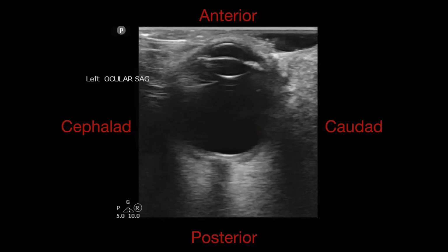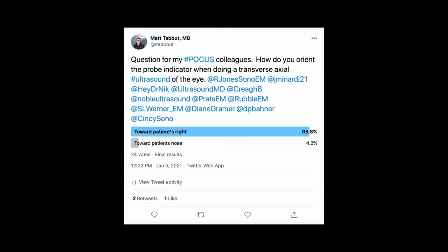Now, transverse gets a little bit more interesting, right? So the traditional teaching for anything point of care ultrasound is probe indicator goes towards the patient's right. So I did a little Twitter poll this week, and I tagged some of my ultrasound colleagues in the region, and then obviously it got some reach beyond that. How do point of care people orient their probe in the transverse orientation? Most people do towards the patient's right, and about 4% of the people out there said they do it towards the patient's nose, whatever side you're on.